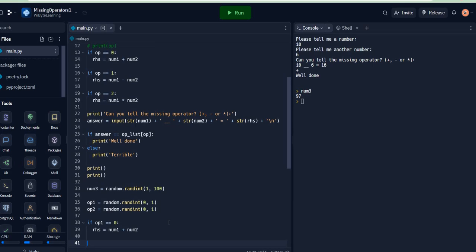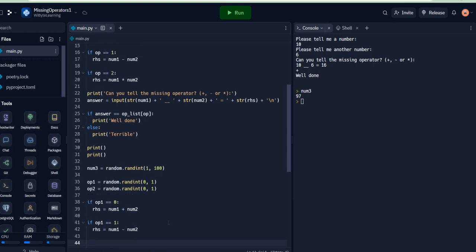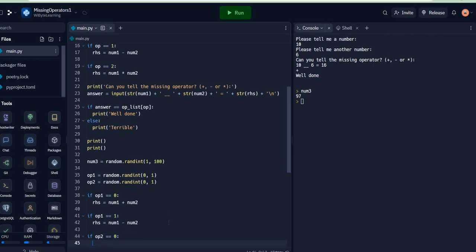If OP1 is equal to 1, then I can say RHS is equal to num1 minus num2. Then once the first part of the right hand side has been formed, we can look at OP2. So I say if OP2 is equal to 0, then that means the second operator is also an addition.